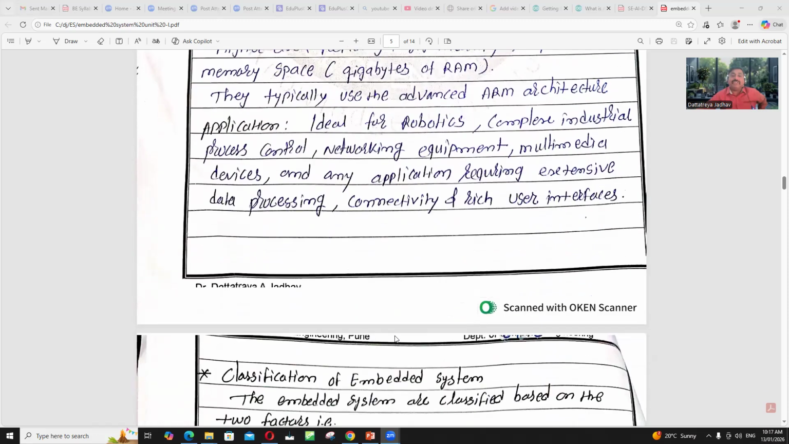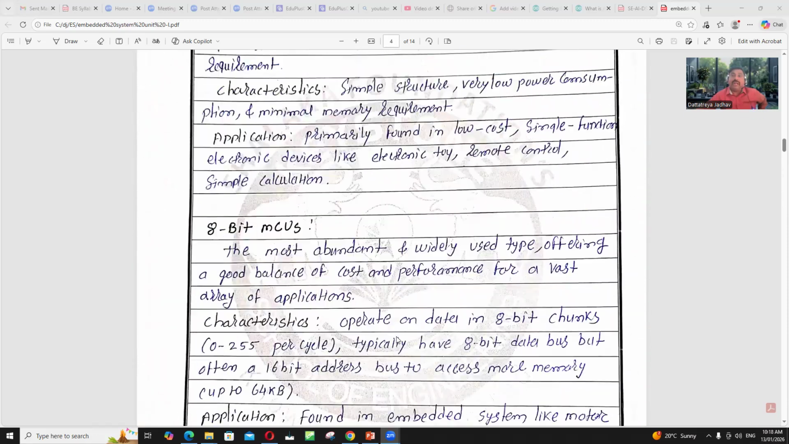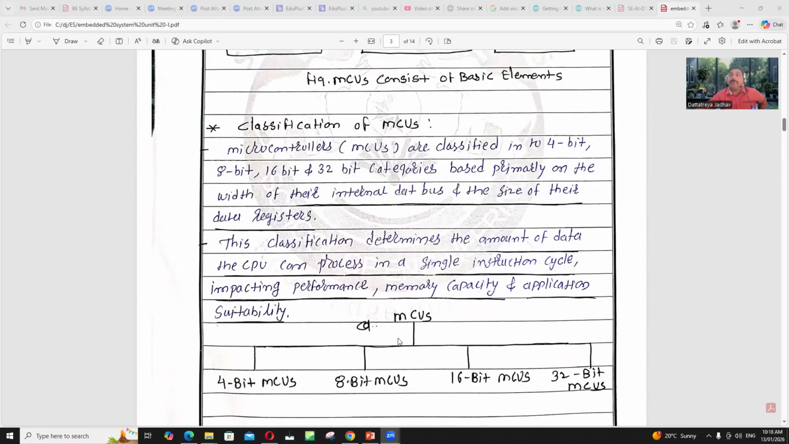So these are the classifications of microcontrollers, and it depends, I repeat, upon three parameters. First is the internal width of the internal data bus, second the size of the data register, and third the amount of data the CPU can process in a single instruction cycle. That impacts performance, memory capacity, and application stability. So there are four types: 4-bit, 8-bit, 16-bit, and 32-bit microcontrollers. So this is a basic overview of the classification of microcontrollers, right?